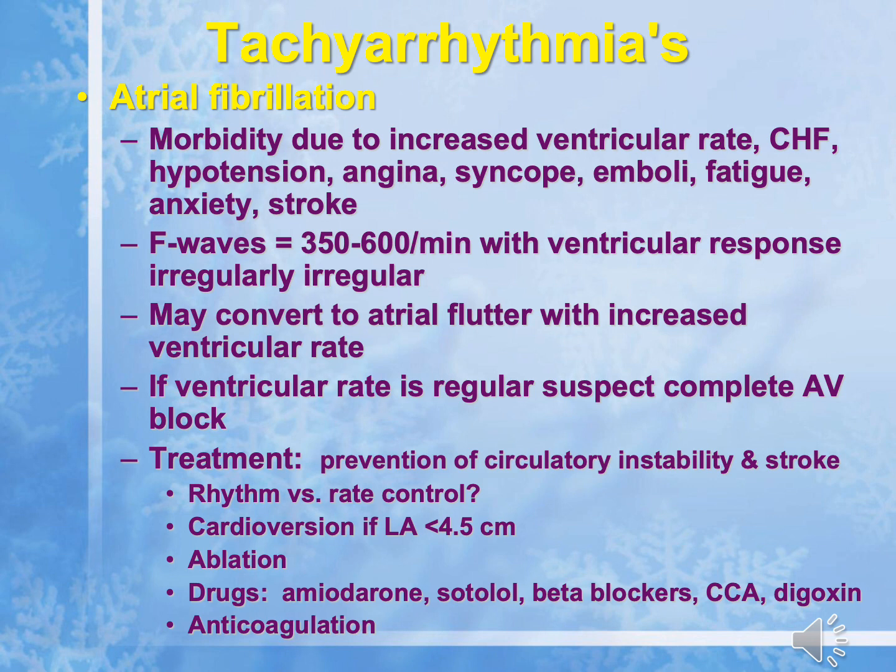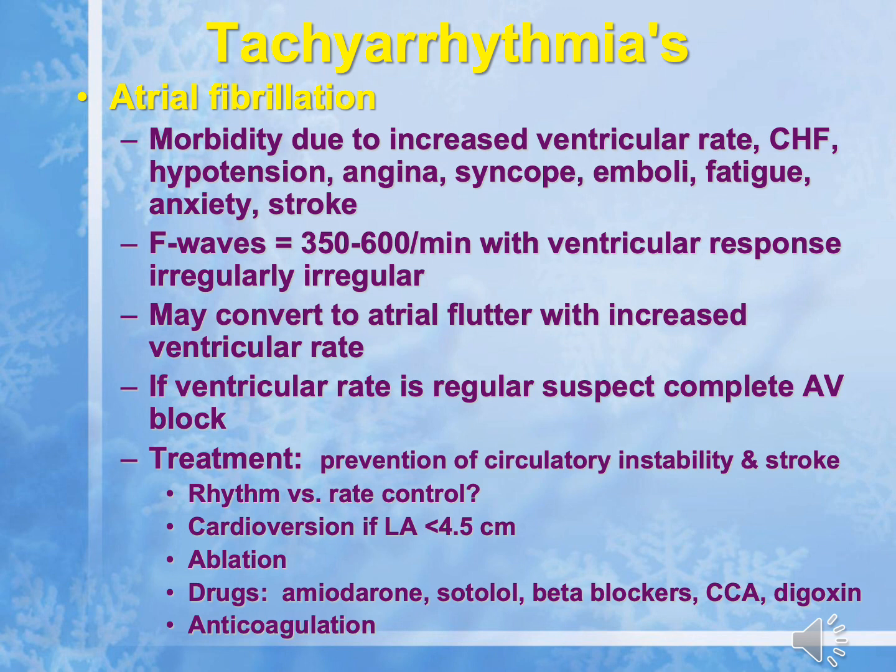The problem with atrial fibrillation is that it may convert to a slower atrial activity, which we call atrial flutter, and have increased AV conduction so that the ventricular rate becomes more rapid. And we'll discuss atrial fibrillation and flutter subsequently. If the ventricular rate is regular in the presence of atrial fibrillation, one should always suspect complete AV block.